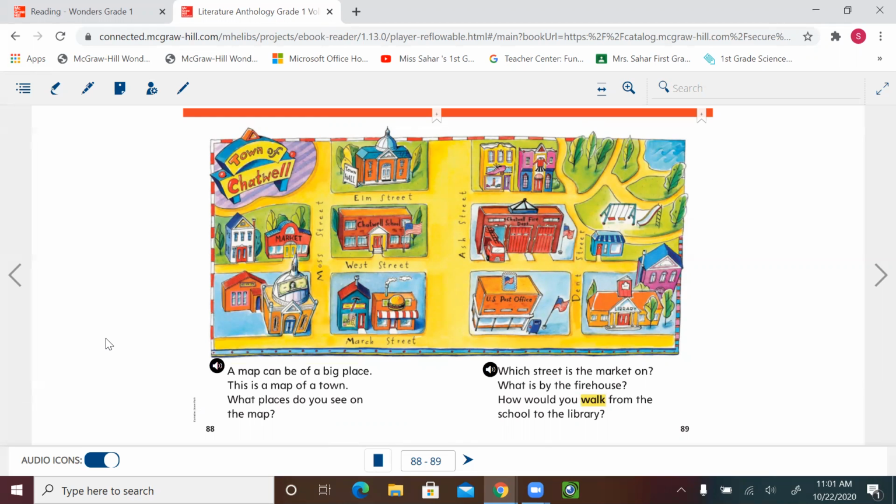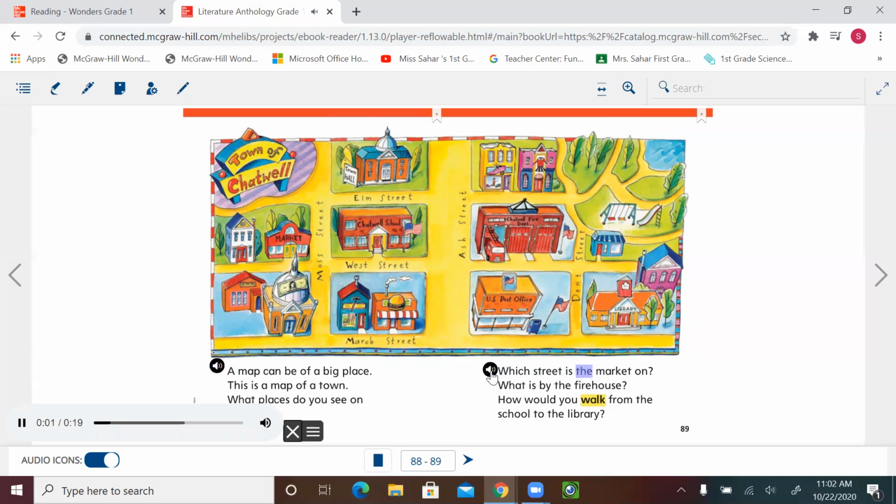All right, so now this is another kind of map. It's a map for a big place, like a town. And then we see places in town, which are buildings such as Chatwell School. I see also a bank. I can see a market, and I see also names of big streets. So a map can also be for a town, which shows big buildings and streets and different places.